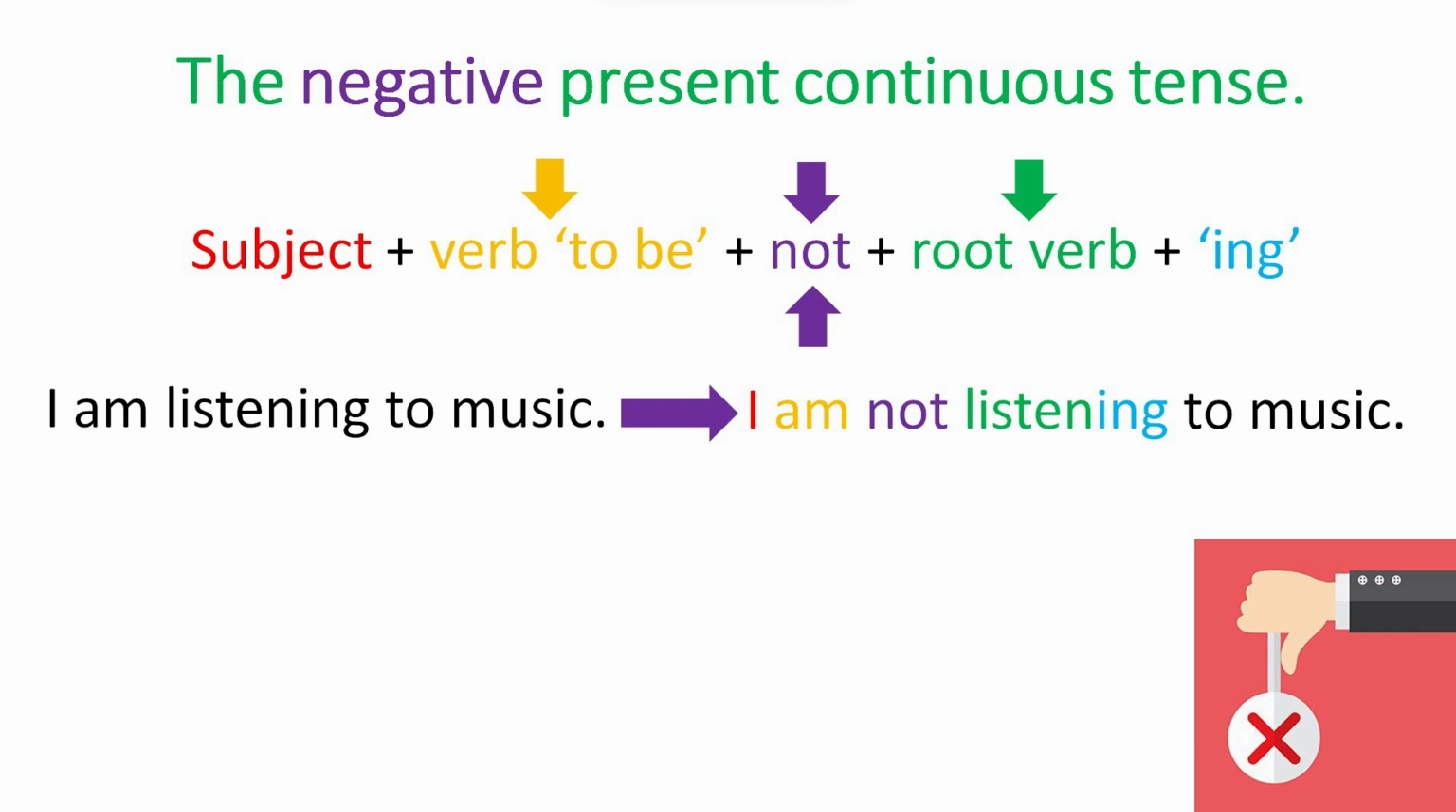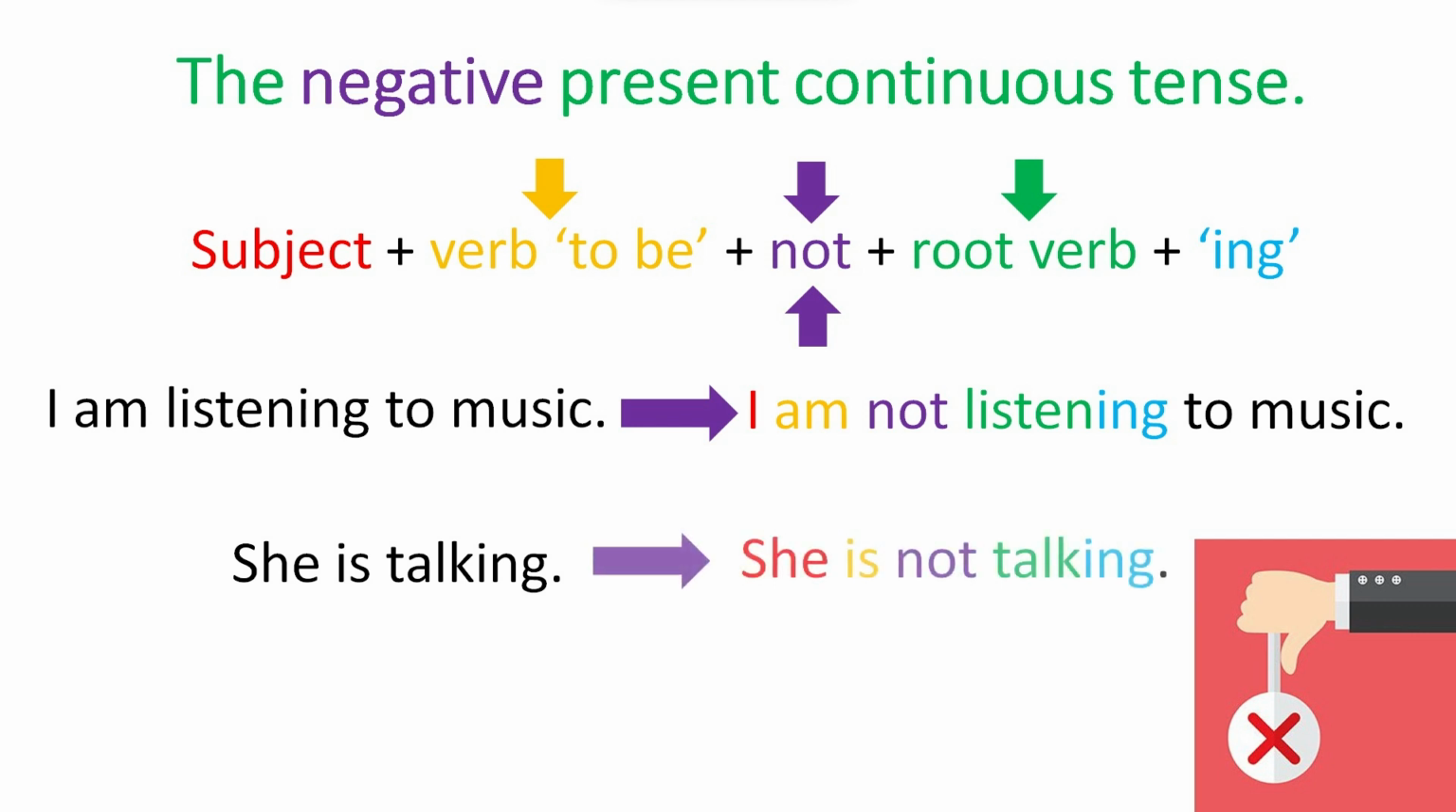Here's another example. She is talking. How can we make this sentence negative? We need to add not between is, the verb to be, and talk, the root verb. She is not talking. Easy, right?